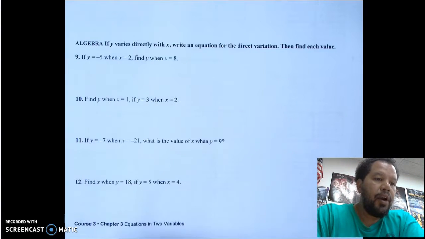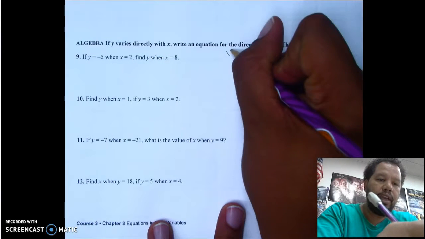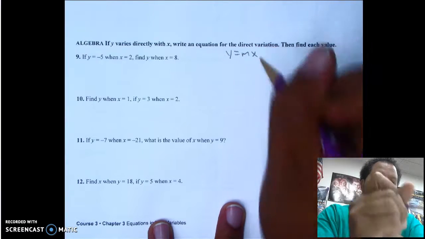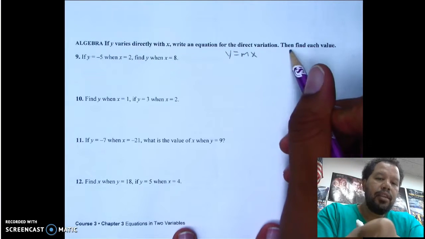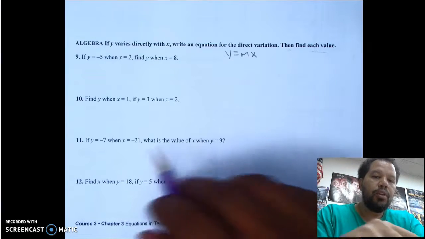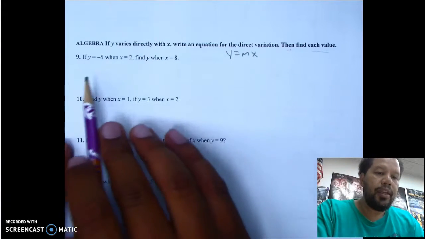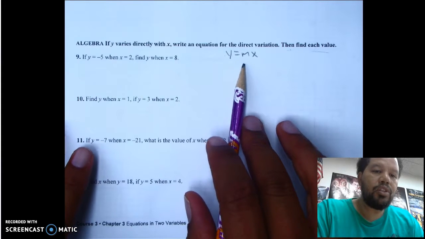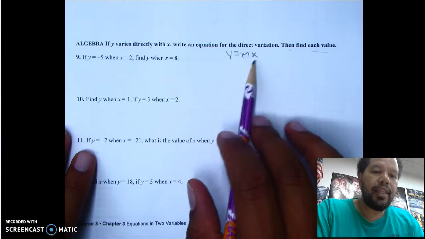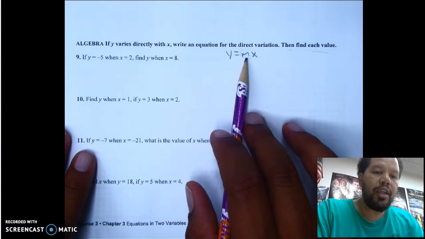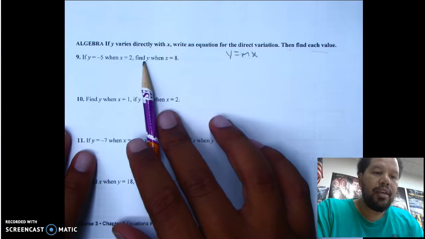Okay, so this part, it says if y varies directly with x, write an equation for the direct variation. So again, direct variation looks like this: y equals m times x. Then we want to find each value. So what we're going to do, there's going to be 2 steps. Step 1 is we're going to calculate the m. And then once we find our m, we're going to find the missing letter.